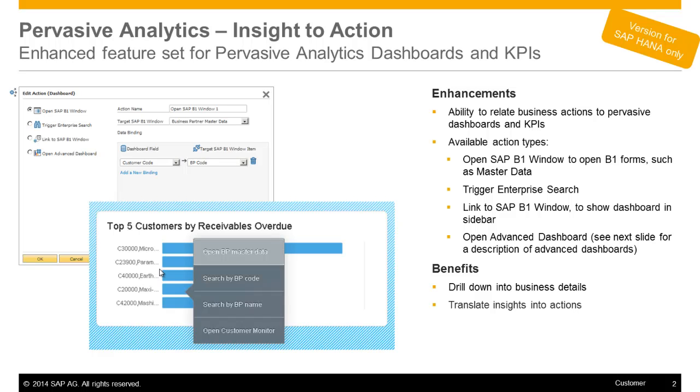The available action types are: open SAP B1 window, to open B1 forms such as master data; then trigger enterprise search, to open up the enterprise search, searching for related data; then link the Business One window to show a dashboard in the sidebar. This is also available since 8.8.2 for SAP HANA. And also very new here is the Open Advanced Dashboard feature, which I will explain more in the next slide.